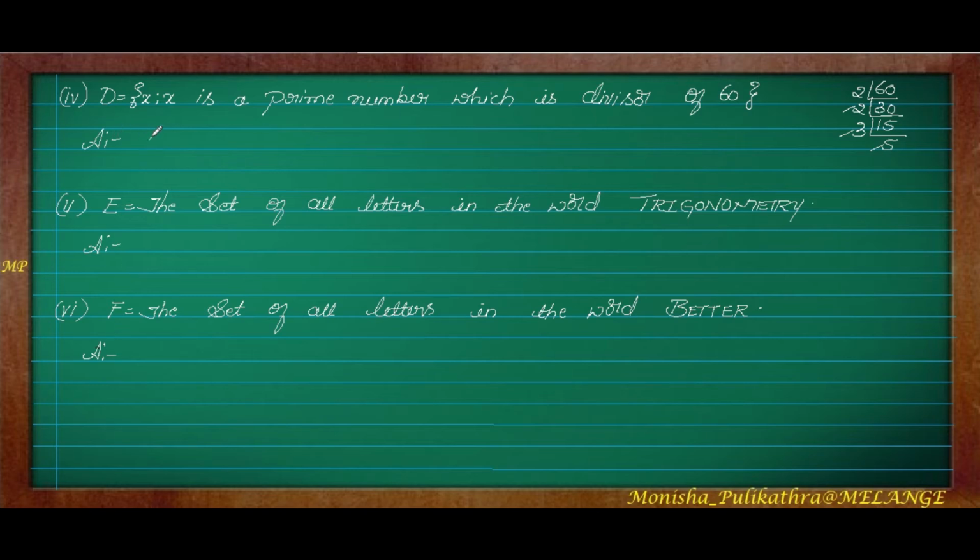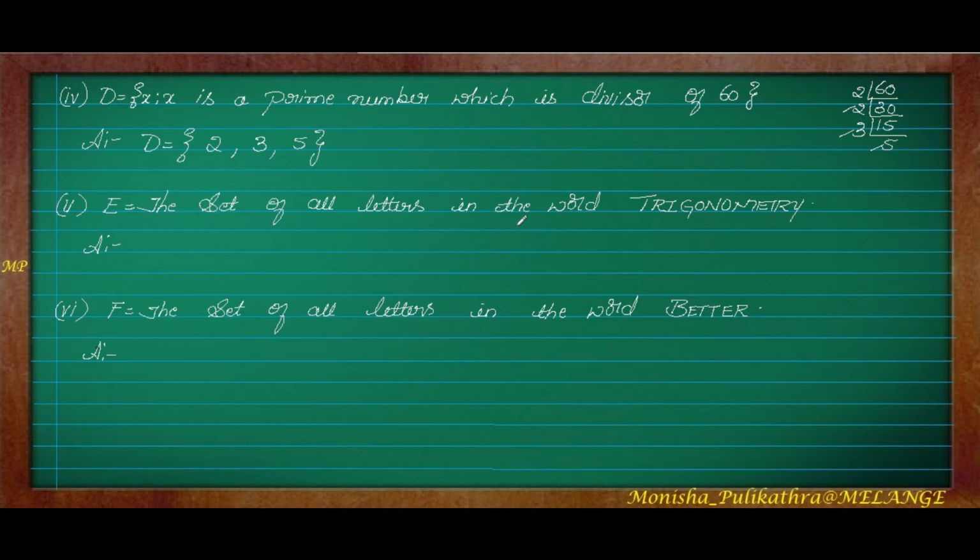Okay. So in set D, the values of x which are prime numbers and which divide 60 are 2, 3 and 5. If numbers repeat, we can write them only one time. There is no need of repeating the numbers. If the numbers or alphabets repeat, we have to write them only one time. So according to the question, the prime numbers which are divisors of 60 are 2, 3 and 5. Okay, this is the fourth question. Next, moving on to the fifth question.